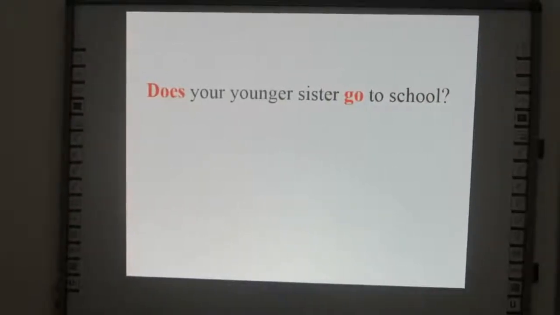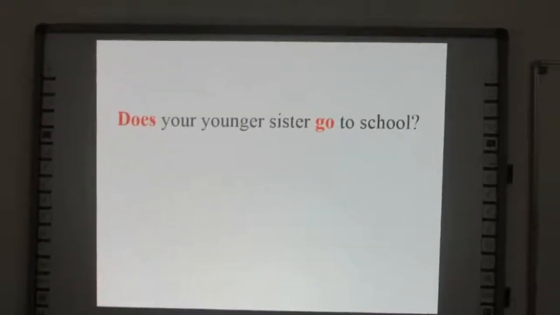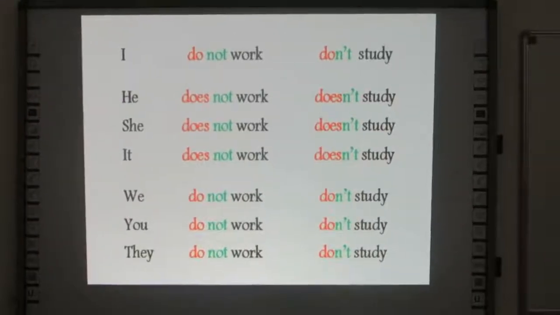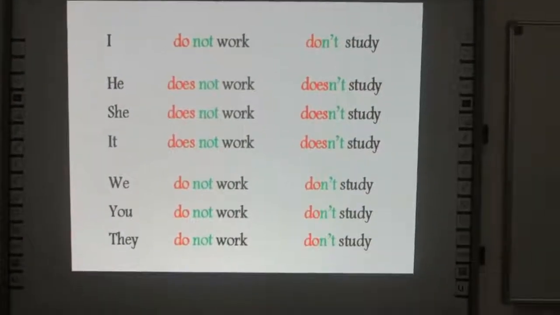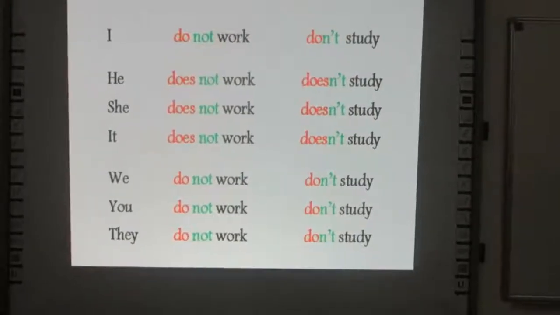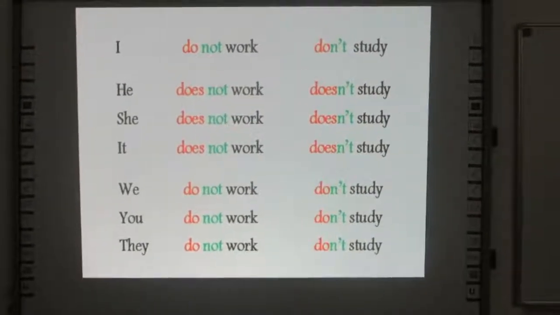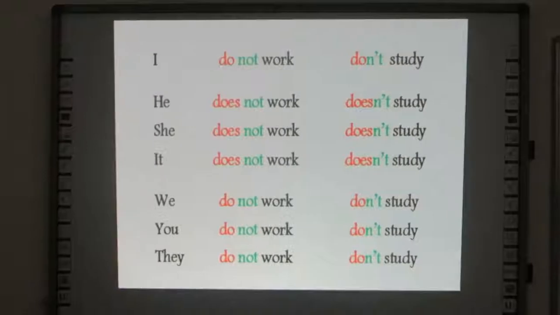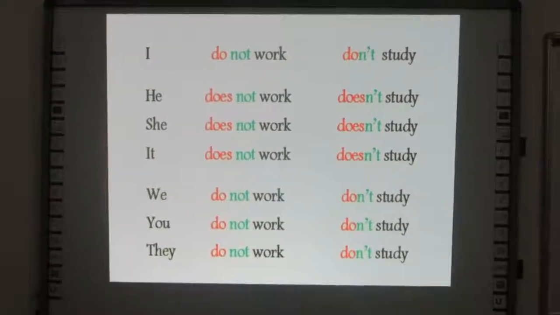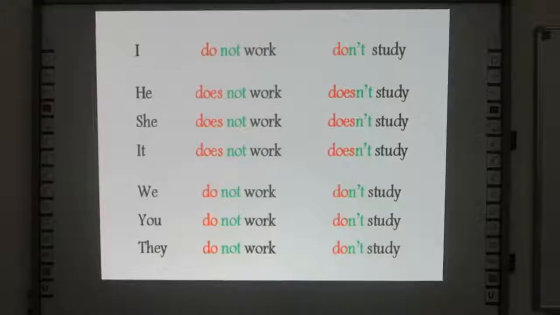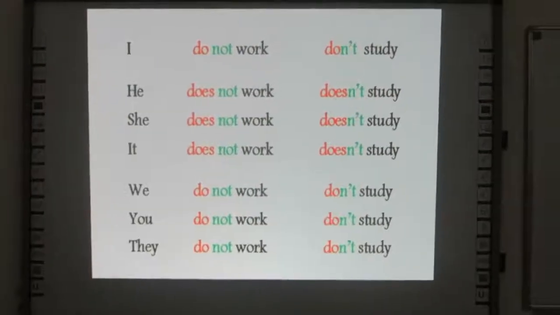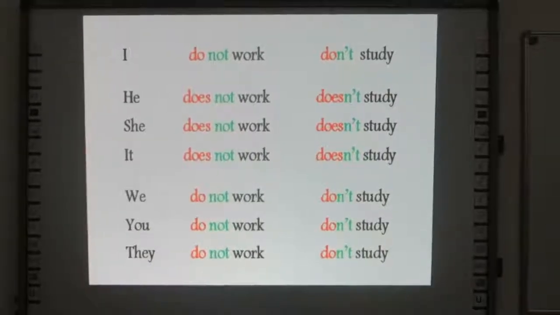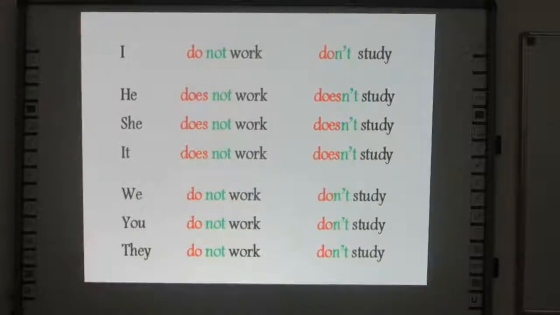The negative form of the present simple is formed by means of the auxiliary verb to do in the present simple, the negative particle not, and the infinitive of the main verb without the particle to. I do not work, don't study. He does not work, doesn't study. She does not work, doesn't study. It doesn't work, doesn't study. We do not work, don't study. You do not work, don't study. They do not work, don't study.